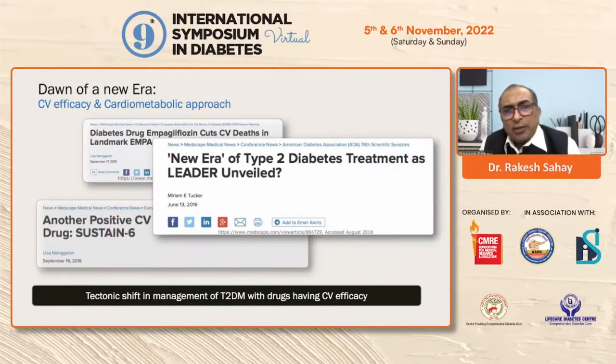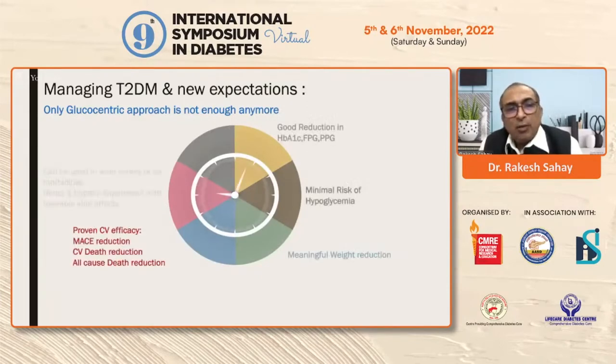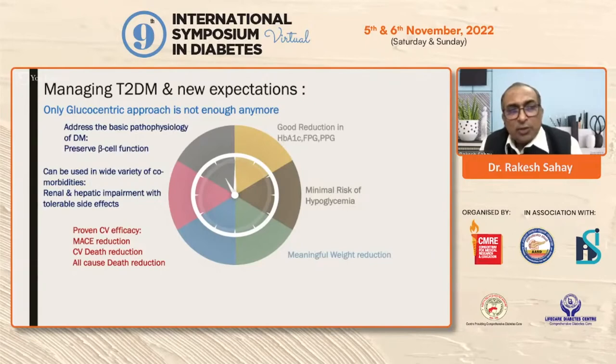Now what we have also seen is that even amongst the agents that are used for glycemic control, we now have positive results seen with the SGLT2 inhibitors and the GLP-1 analogs, putting them in the category where they clearly provide cardiovascular and renal benefits and reduce the 3-point MACE and cardiovascular deaths amongst patients with diabetes. So that has clearly changed our approach from being glucose-centric towards being more of cardiovascular and renal, looking at the entire holistic picture of the individual as such, and not being just glucose-centric.